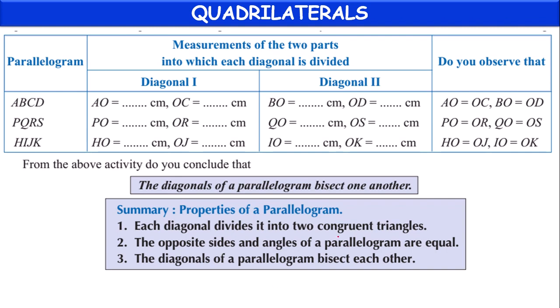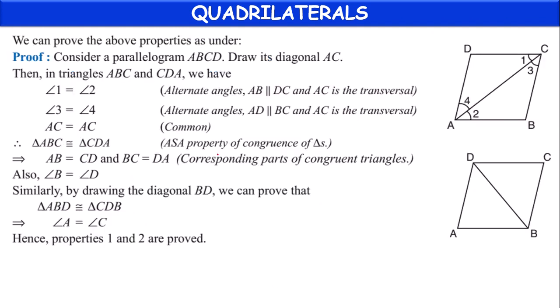How these triangles are congruent can be proved by this small experiment. Let's consider a parallelogram ABCD. Draw a diagonal AC. Now we have two triangles, ACB, one triangle, and ACD, another triangle. So ABC and ADC, or CDA.